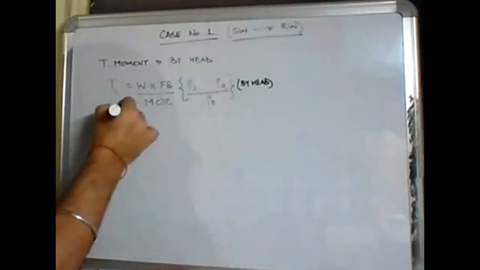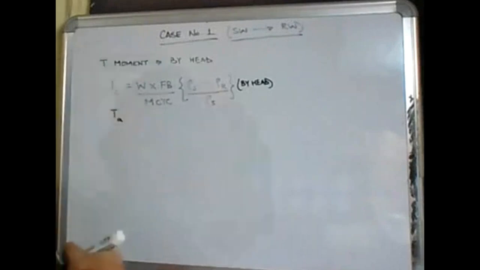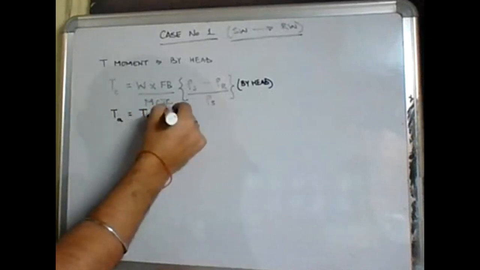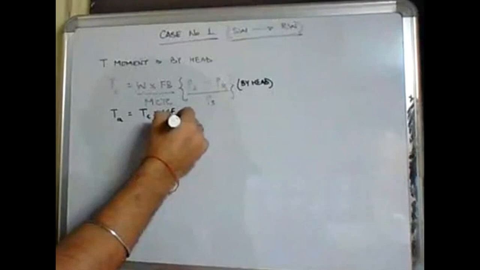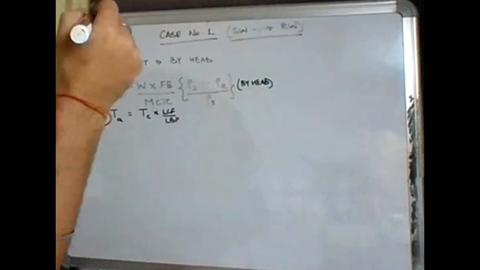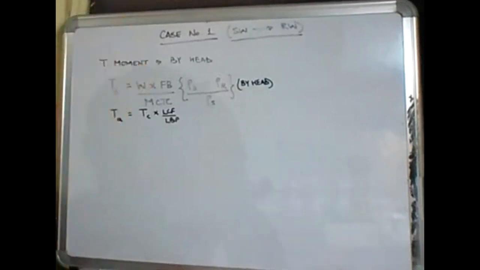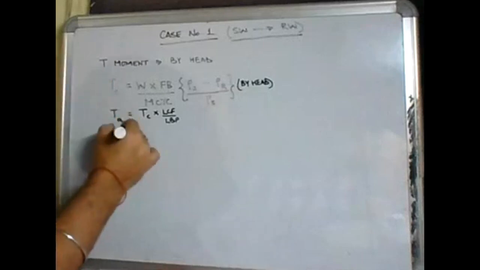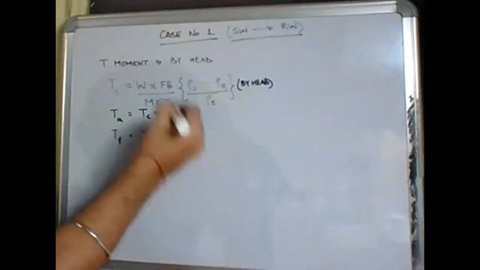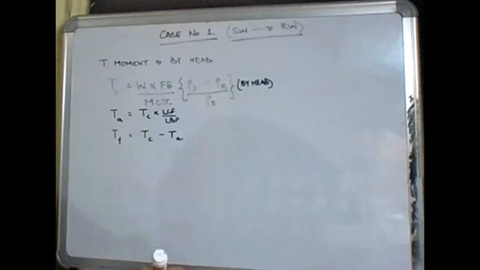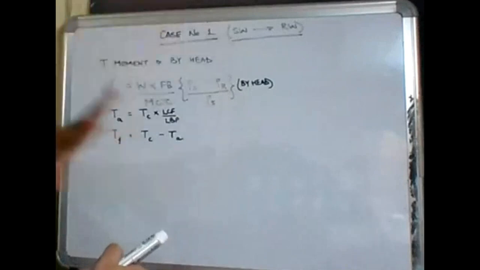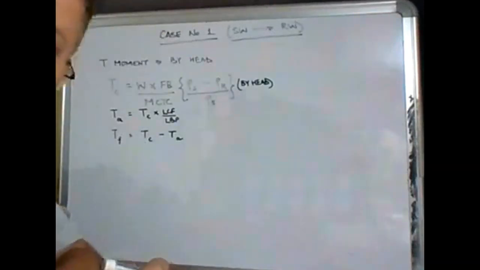And therefore the TA we calculated to be TC into LCF upon LBP, and TF will be equal to TC minus TA. So this is what we had discussed yesterday. Any doubts in this so far?